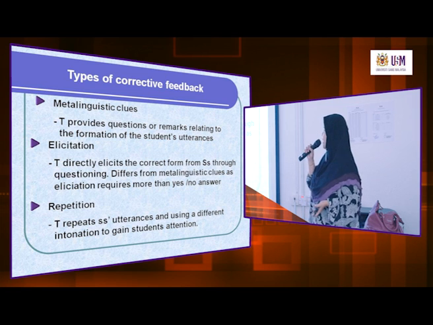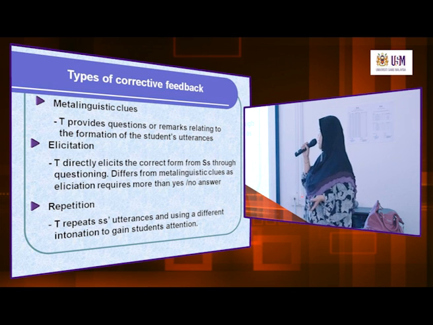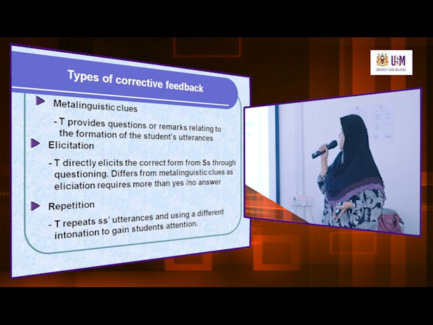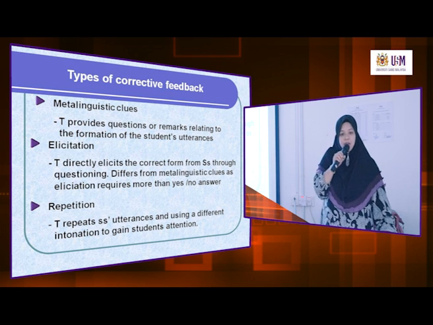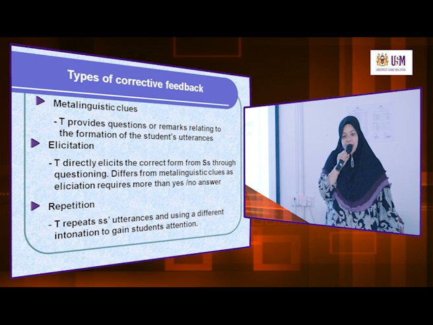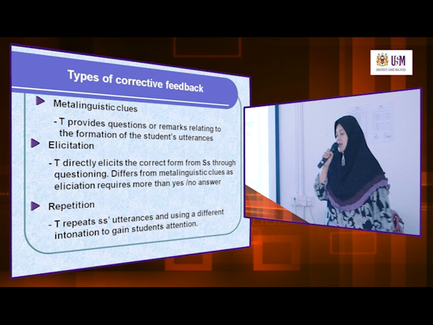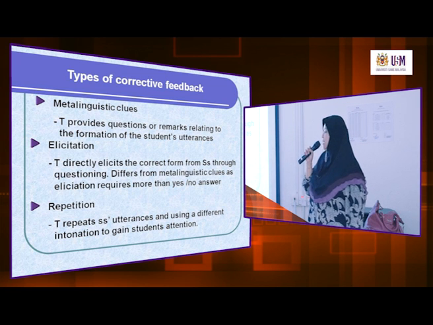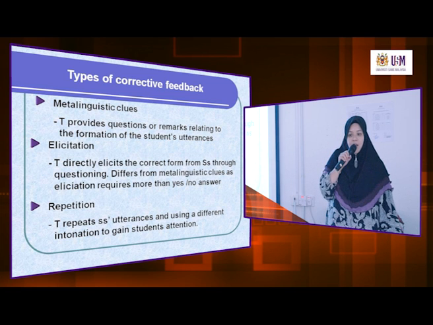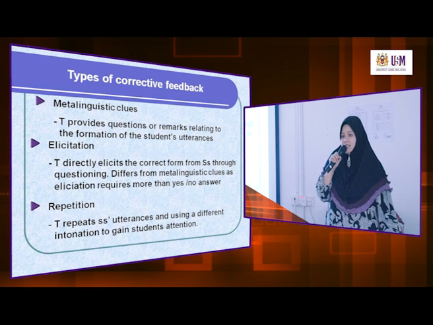Elicitation. The teacher directly elicits the correct form from students through questioning. It differs from metalinguistic clues because elicitation requires more than a yes or no answer. So if you use a metalinguistic clue, there's only yes or no. Just now I asked you, was Kino a fisherman? What was the title? So that is metalinguistic clues. Elicitation is a longer answer. You ask students to provide longer answers.